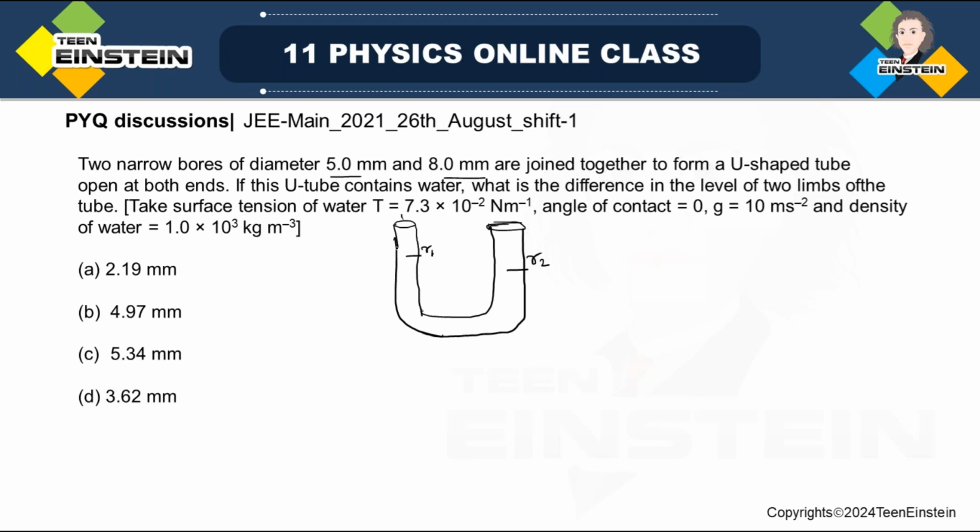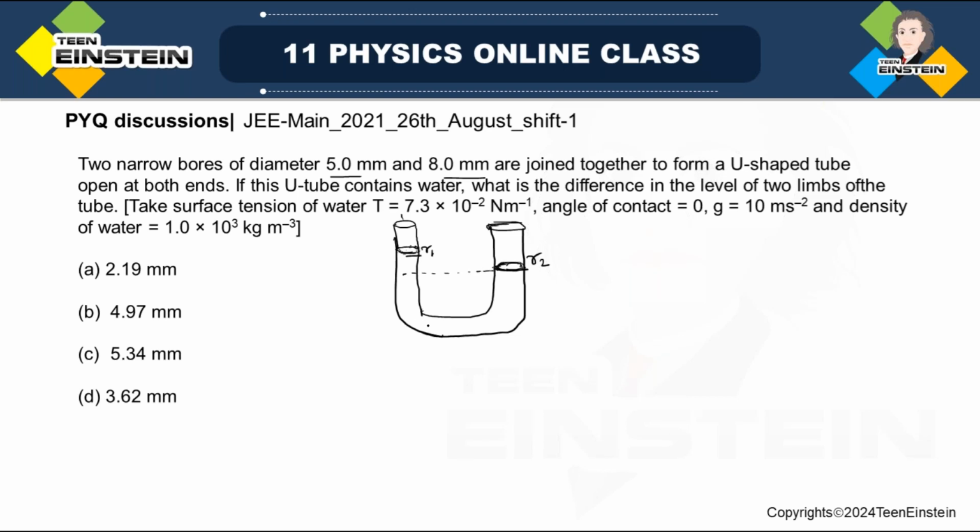So look here, suppose this will be the level here. And here it will be like this maybe. So you might be thinking, why do I have a level difference at all? Why do we have a level difference?